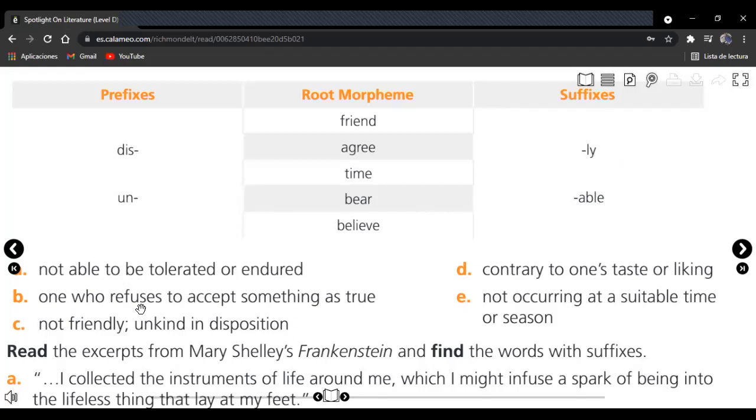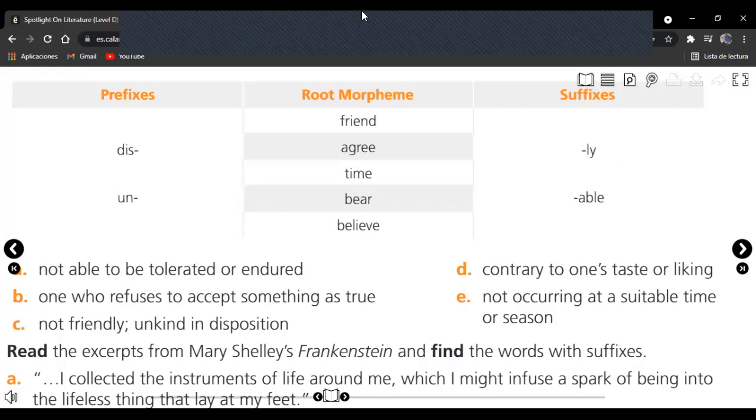Work this exercise for 5 minutes. And then we're going to see what your answers are. 5 minutes, please.